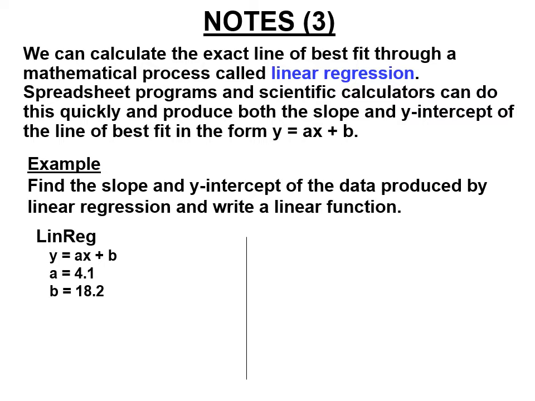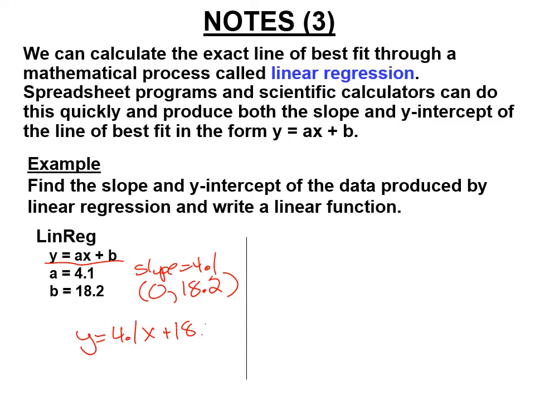Now, one of the things is, right, we've been using y equals mx plus b. All right, but calculators use a more general form, which you will see in high school, and they use y equals ax plus b. A is the same as m. It is the slope, right? So it says find the slope and y-intercept. So the slope here is 4.1, right? And the y-intercept, B is not the y-intercept. The y-intercept is 0, 18.2. All right, and so then to write a linear function for this, it'd be y equals 4.1x plus 18.2. All right, that's how you read that. And we're going to be doing that with the calculator.